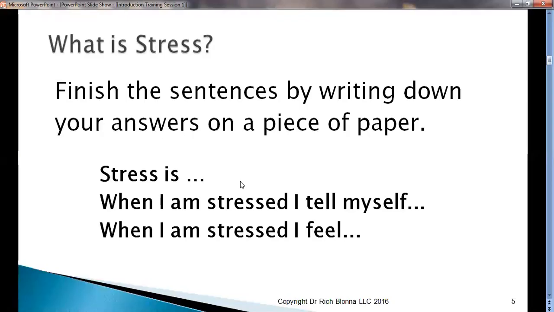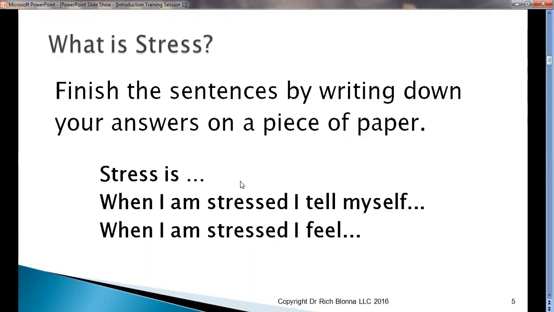What's going on in your head when you're confronted with that stressor? So when I am stressed, I tell myself what? For example, when I'm confronted with a technological problem, I usually say to myself, oh, Rich, you're too old for this stuff. This technology changes so fast, you'll never be able to keep up with it. You should just give it up. So that's what I mean.